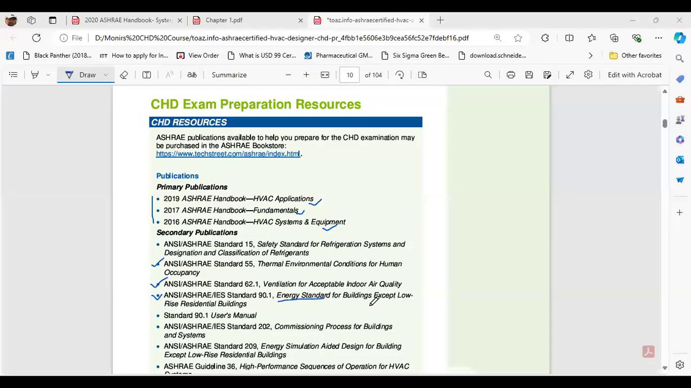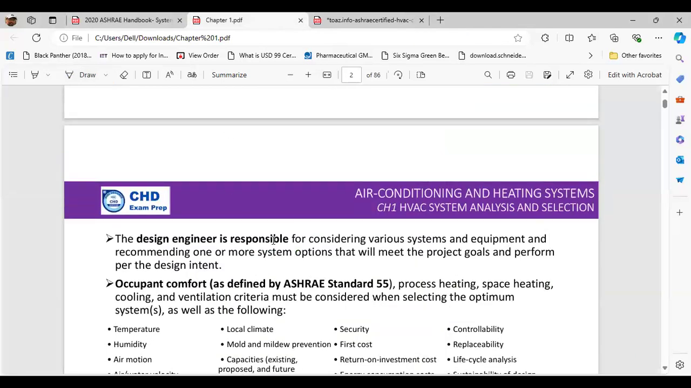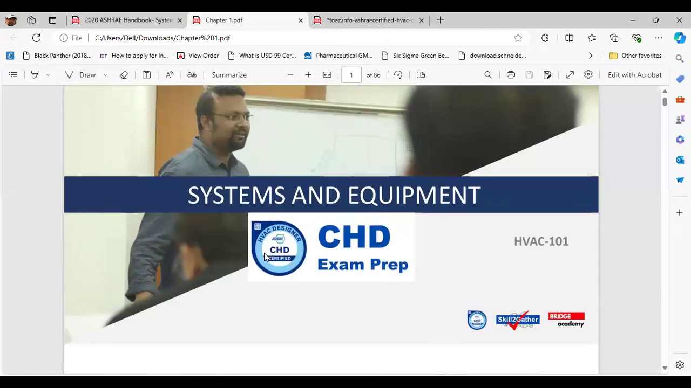Okay, as we are carrying on the discussion regarding CHD exam preparation, what we already know is that we have to study these three handbooks, and we also have to focus on ASHRAE Standards 55, 62.1, and 90.1. Today, we are going to start our lecture with the ASHRAE Standard Handbook, HVAC System and Equipment. So, Chapter 1 is about systems and equipment.